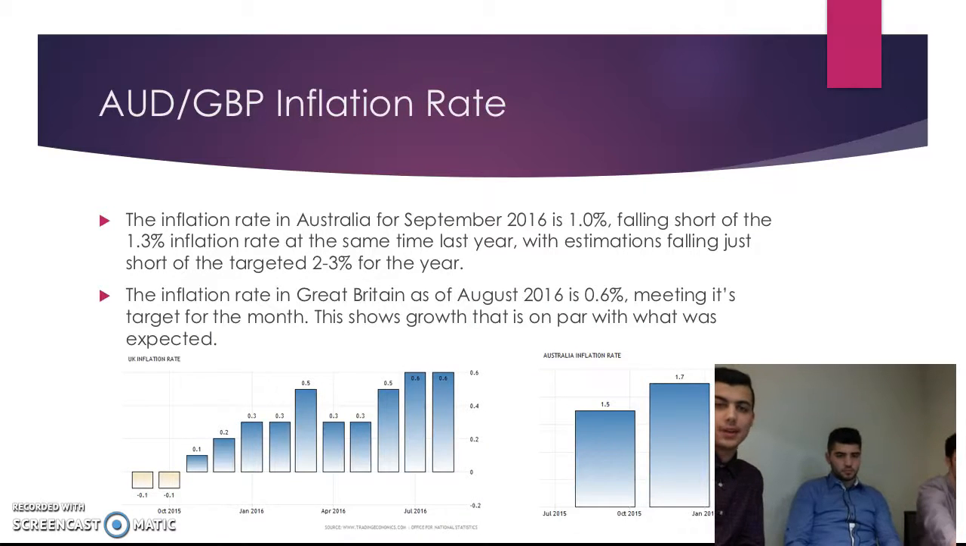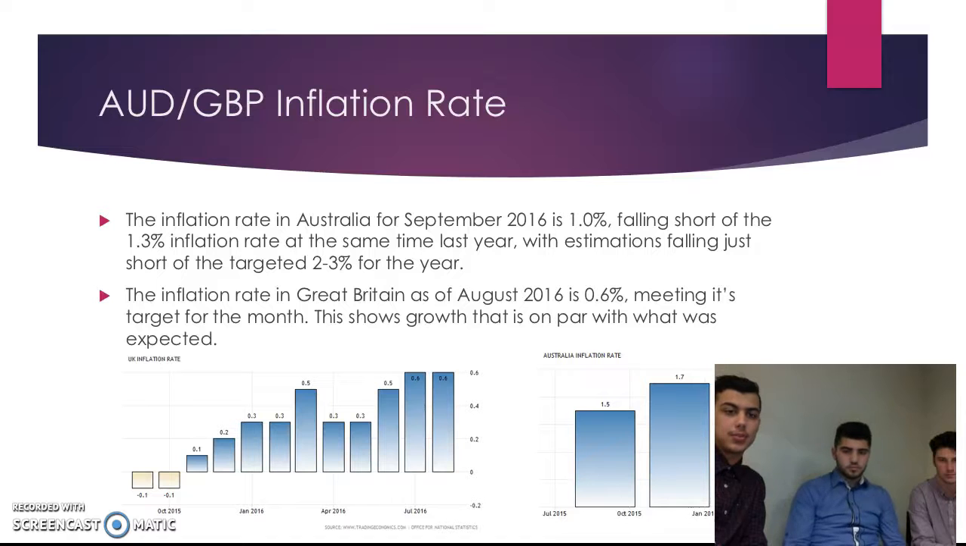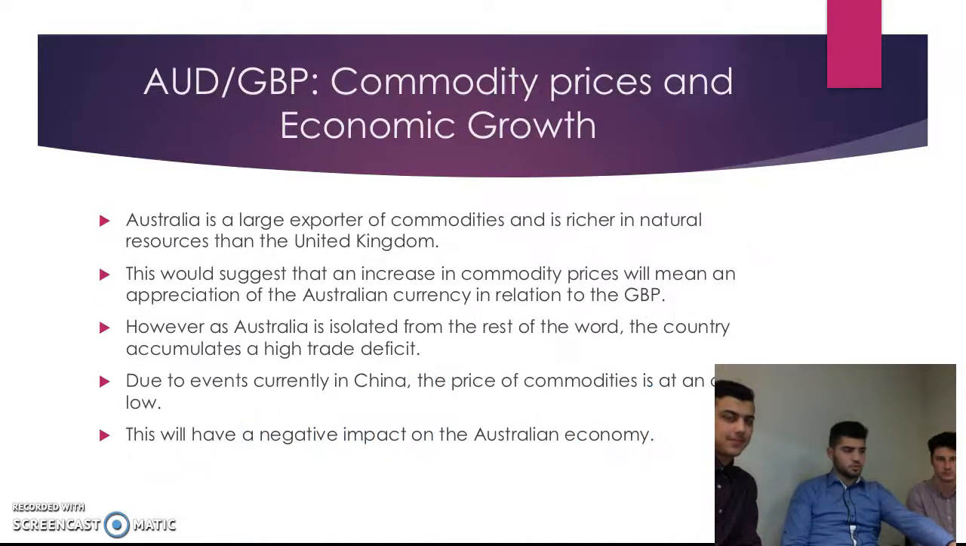So now we'll look at inflation rate. The inflation rate in Australia for September 2016 is 1%, falling short of the 1.3% inflation rate at the same time last year, with estimations falling just short of the targeted 2 to 3% for the year. The inflation rate in Great Britain as of August 2016 is 0.6%, meeting its target for the month. This shows that it is on par with what was expected. Once again, the graph sourced by Yahoo.